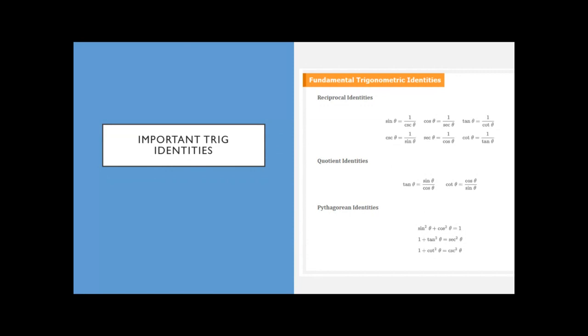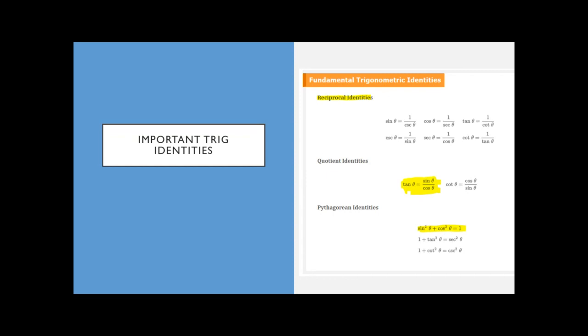And then we have Pythagorean identities. And so sine squared plus cosine squared equals 1. 1 plus tangent squared equals secant squared. And 1 plus cotangent squared equals cosecant squared. So these are all handy to have written down. The ones that I use the most frequently are the reciprocal identities, particularly out of the quotient identities, tangent one, and then the sine squared plus cosine squared equals 1.